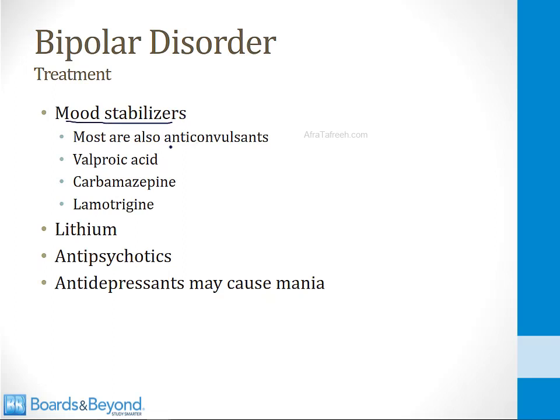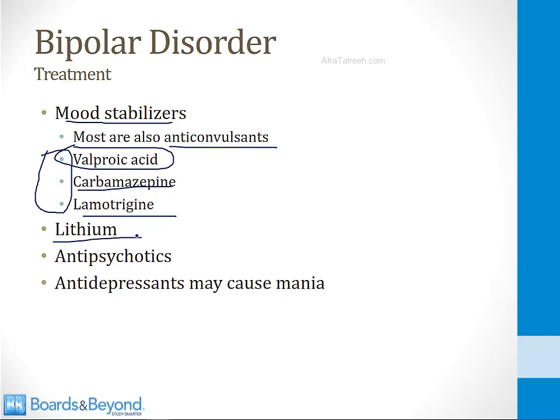Most of these drugs are also anticonvulsants that can be used to treat seizures. One of the classic drugs used in bipolar disorder is valproic acid. Other drugs are carbamazepine and lamotrigine, and I talk about all three of these drugs and their mechanisms and side effects in the neurology section in the video on seizures. Another drug that can be used is lithium, which I talk about in another video. Antipsychotics are sometimes used. And then finally, as I mentioned earlier, it's classically taught that antidepressants may cause mania in patients who have bipolar disorder, although as I also mentioned earlier, this has been called into question in recent years.